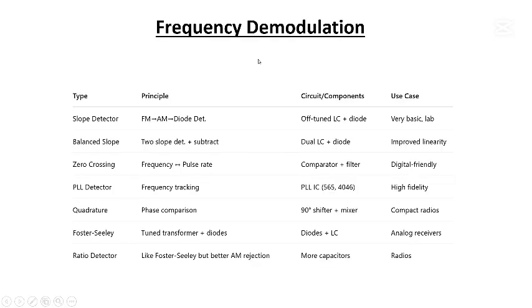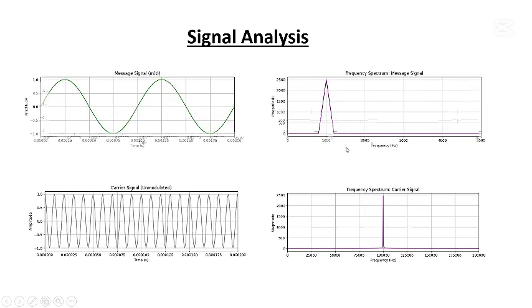Similarly, in frequency demodulation, we have different types. The first type is the slope detector, in which we convert the frequency modulation, the FM signal, into an amplitude modulation, AM signal, with the help of some diodes. It is a very basic case. If we just need something basic to understand, in the labs or in an experiment, we can do this. But it is not an efficient way.